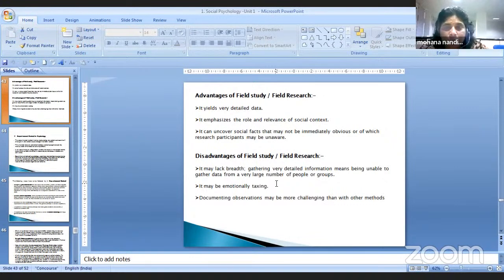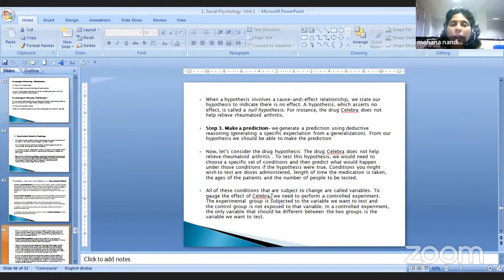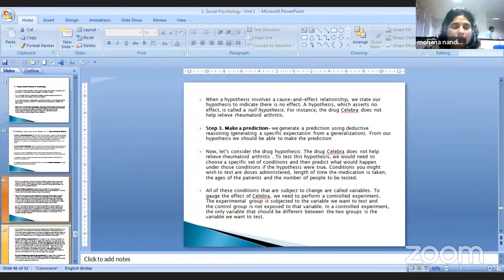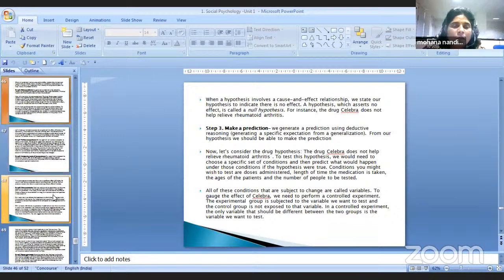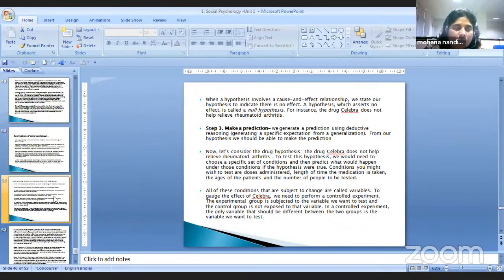Sometimes it may be emotionally taxing. And documenting observations may be more challenging than with other methods. Whenever you are collecting the data, it happens most of the time. These are the disadvantages and the study of this topic.